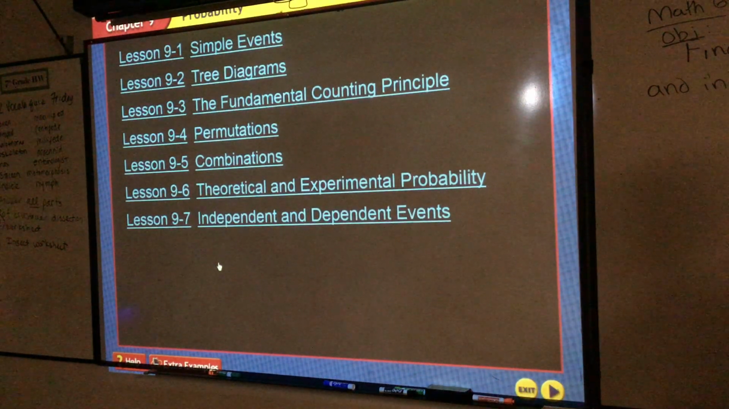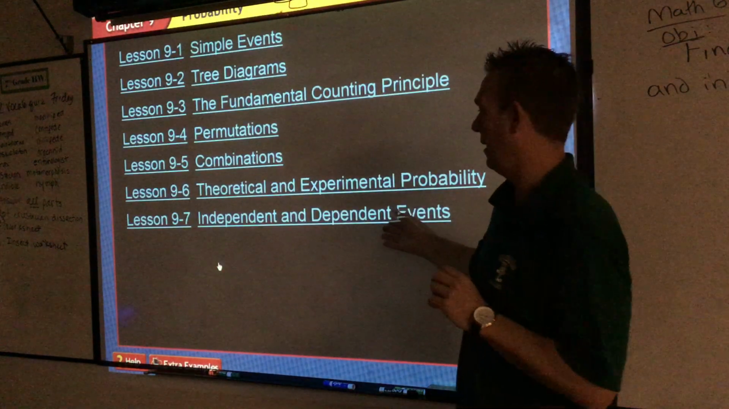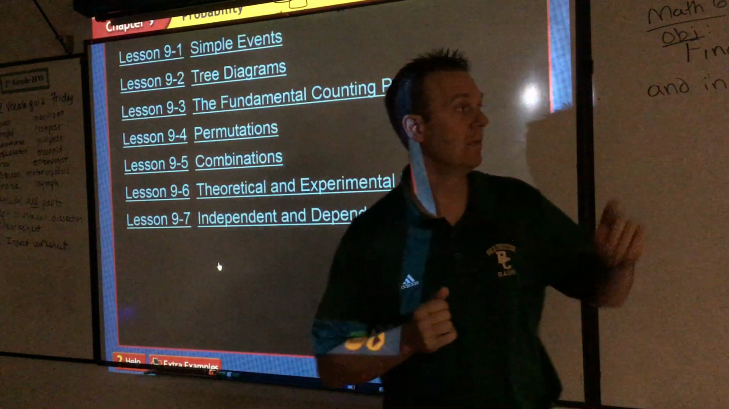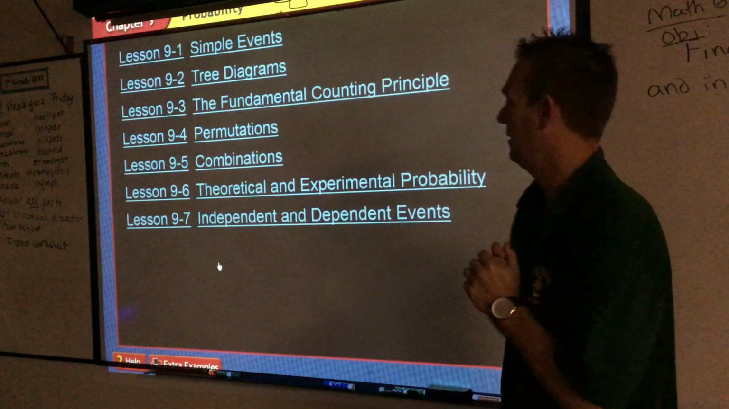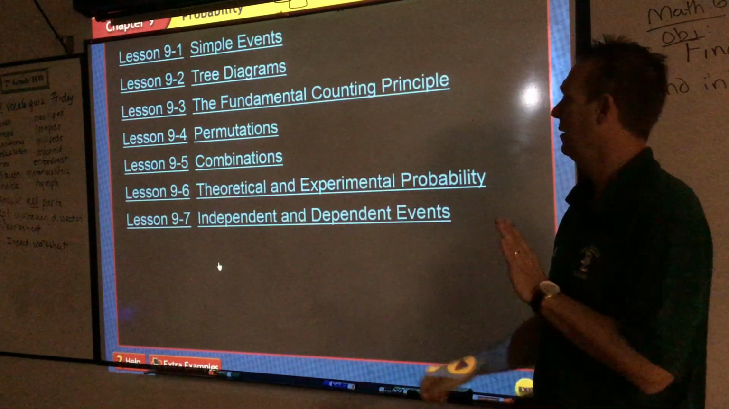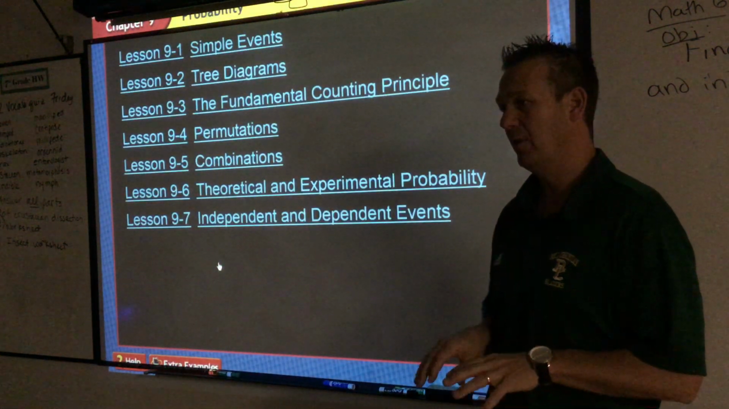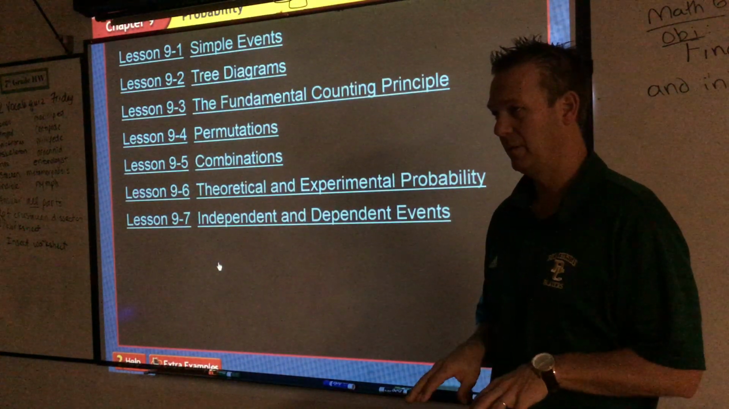All right, you guys, so today, last lesson in this chapter, 9-7, independent and dependent events. Today is 2/23/18, so get that down, please. You have a quiz on Monday, so today's homework will actually be on Tuesday. It'll be due on Tuesday, okay?